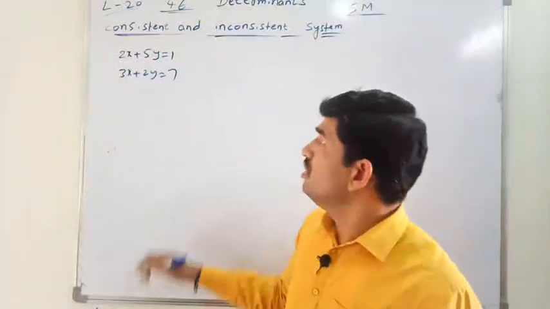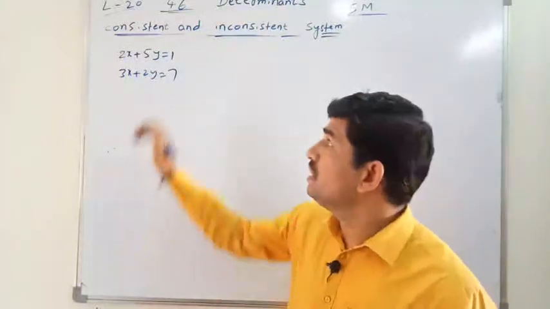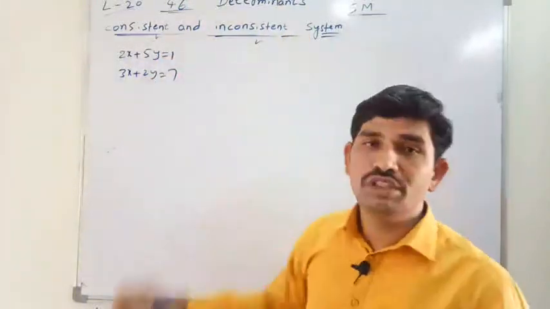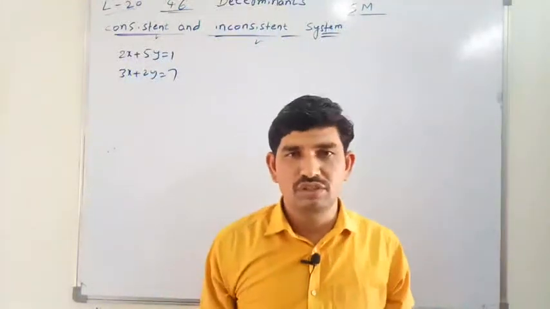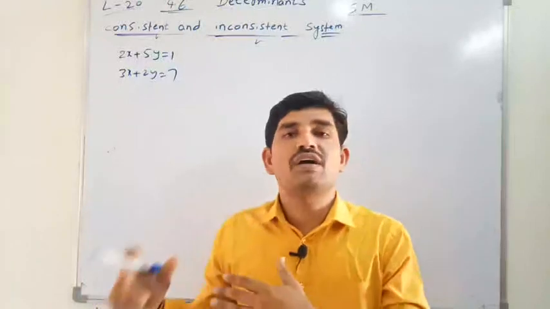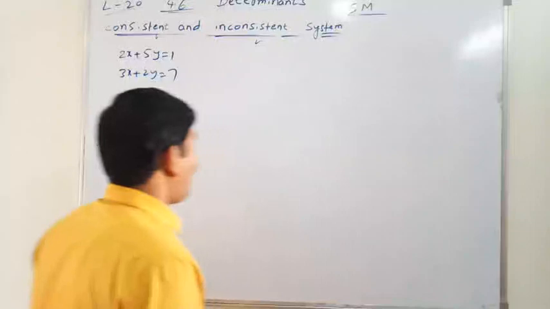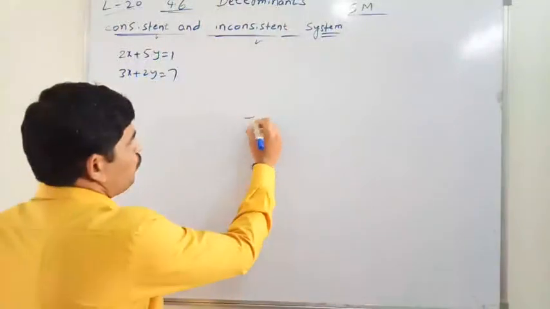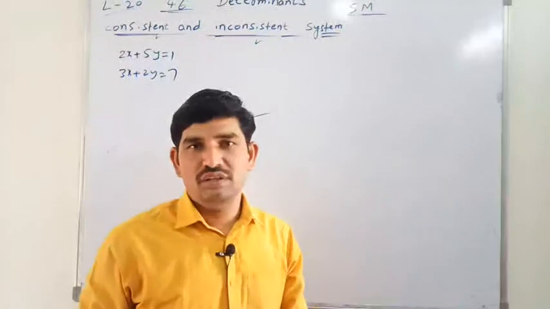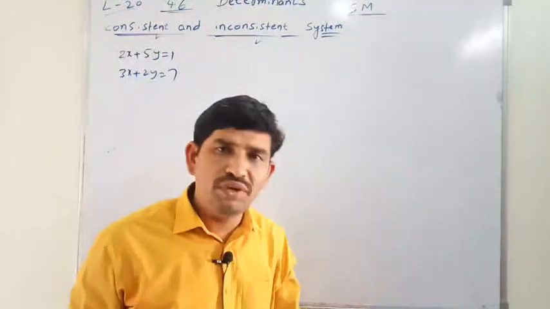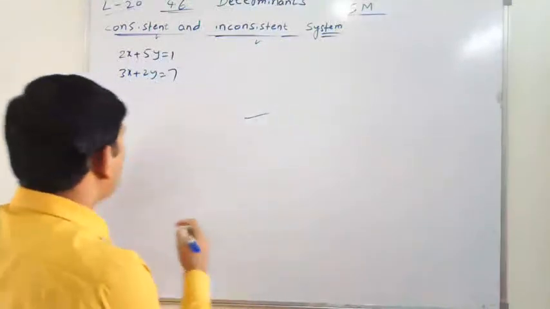In this class, mainly what I am going to explain is the consistent and inconsistent system. Sir, what is a consistent and what is an inconsistent system? Depending upon this, we can complete the remaining questions also. Before that, in the lower classes we have completed linear equations in one variable, two variables, and three variables also. Yes or no?